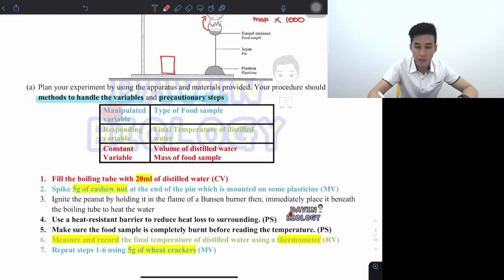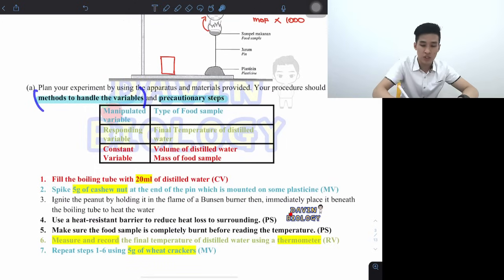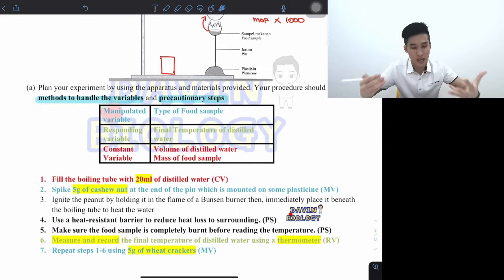Alright, so once you know the variables already, then you can basically start writing your procedure. Now, however, method to handle variables is not just writing the variables inside your procedure. No. What do you mean by method to handle? Come, I show you.